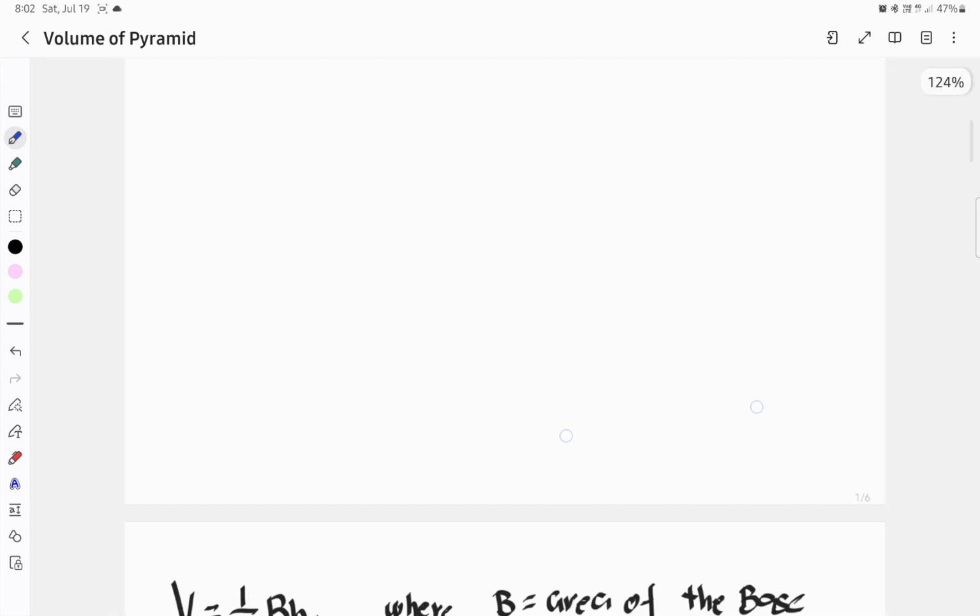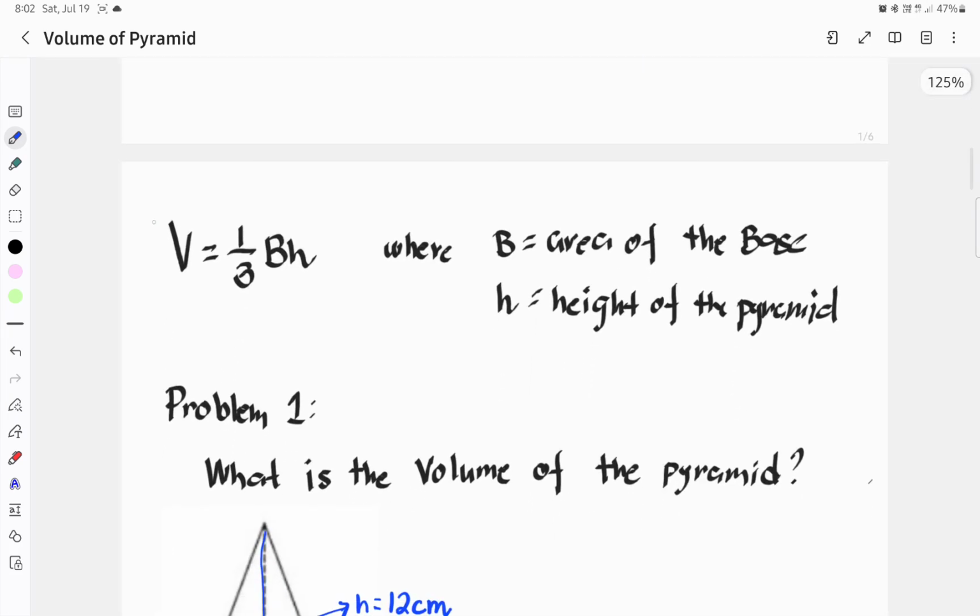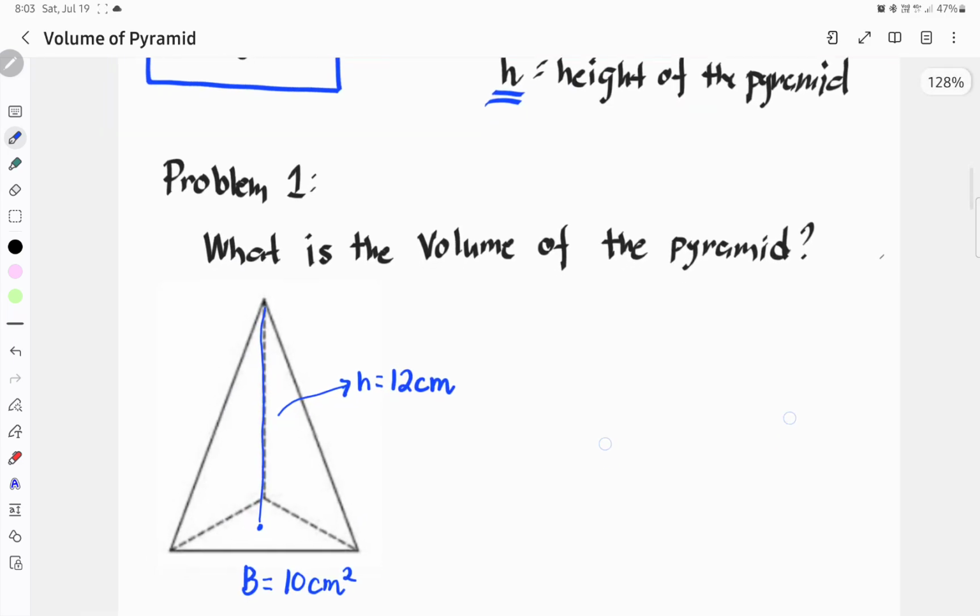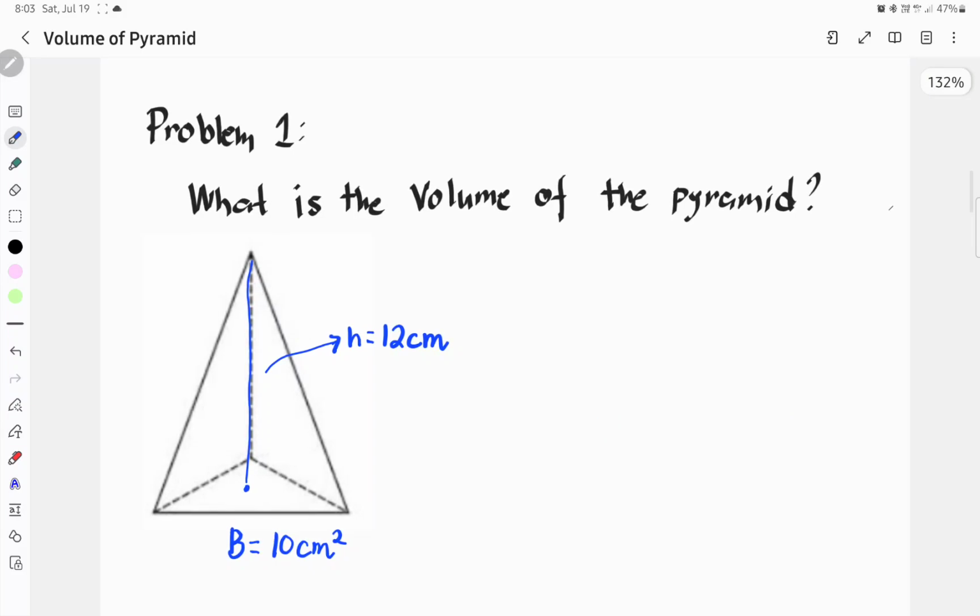Now, let's have some exploration. Remember that the volume is equal to 1/3 of the base and the height. We denote the area of the base as B, and h is denoted by the height of the pyramid. What is the volume of the pyramid? Given this illustration, the base is 10 square centimeters and the height is 12 centimeters.